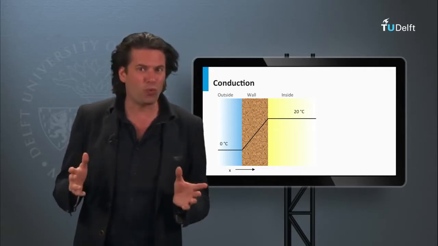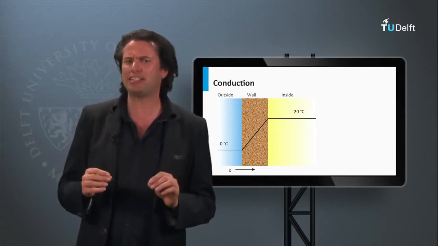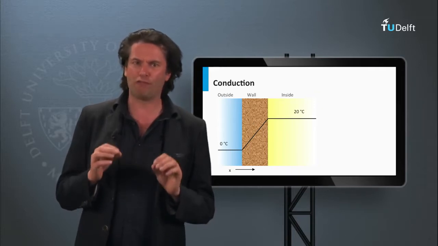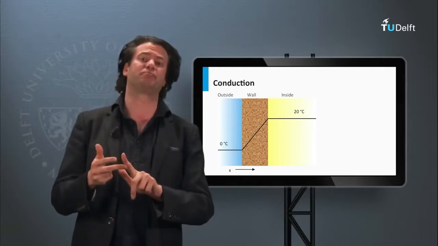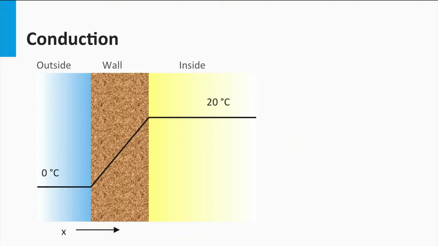Now that we know what heat is, I will explain the three basic mechanisms of heat transport: conduction, convection, and radiation. Conduction is the transfer of heat in a medium due to a temperature gradient. So let's imagine a house with a heating system during winter. The inside of the house is warm, but the outside is cold. Then a gradient between the inside and the outside is established, and therefore there will be conduction of heat through the house walls.